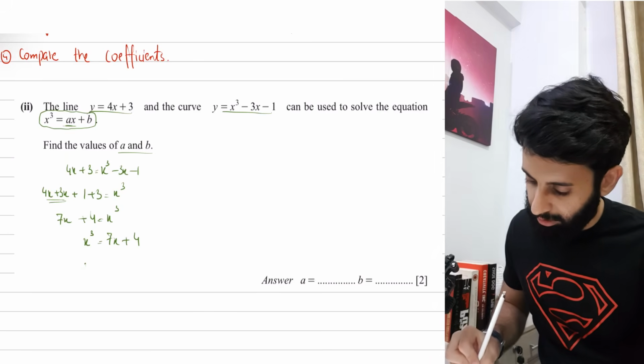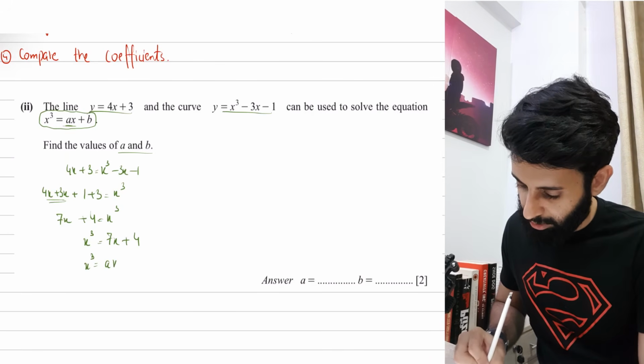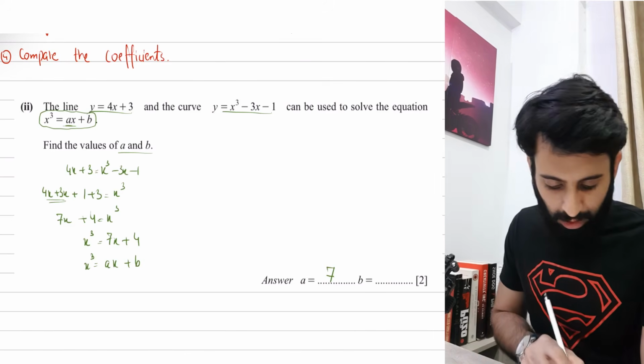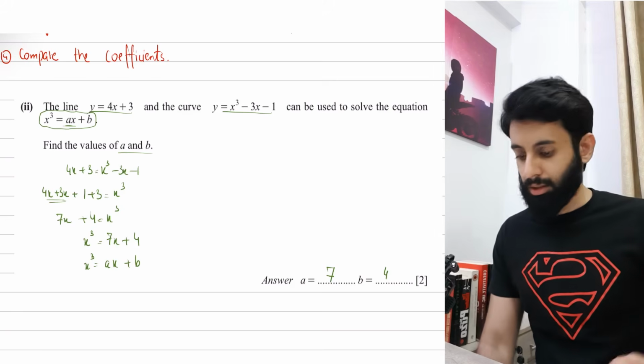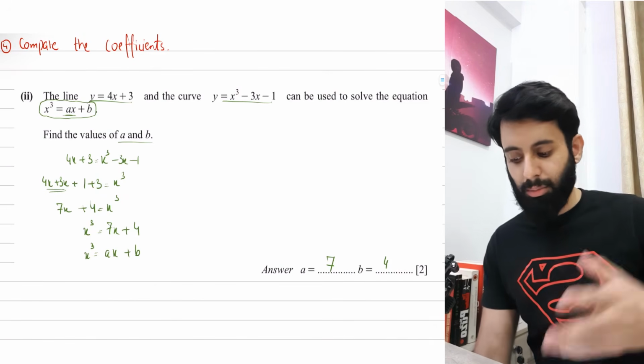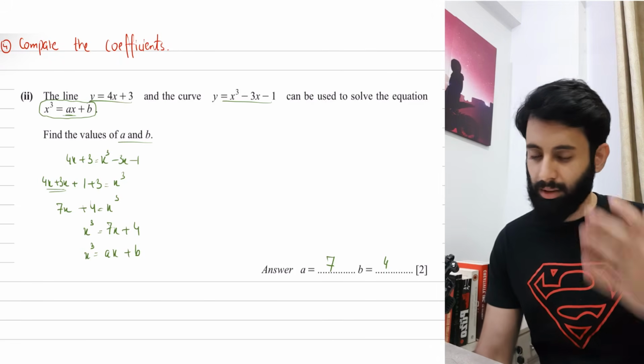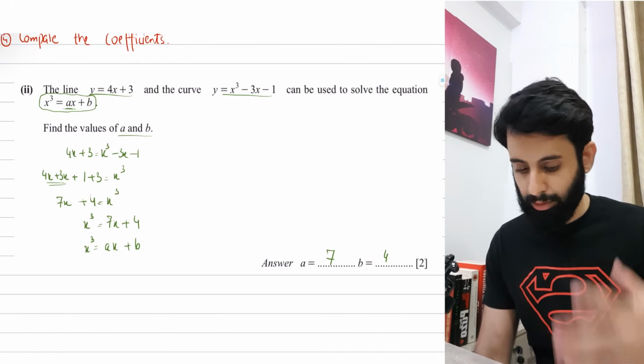Yep, there you go. Now the whole idea of doing this was so that I could compare it with x cubed equals ax plus b, and now I'm looking at a equals 7 and b equals 4, and there you go. This is your answer, and this is the method that you need to follow whenever you're solving a question like this. And trust me, questions like these are something that you're going to come across over and over again.